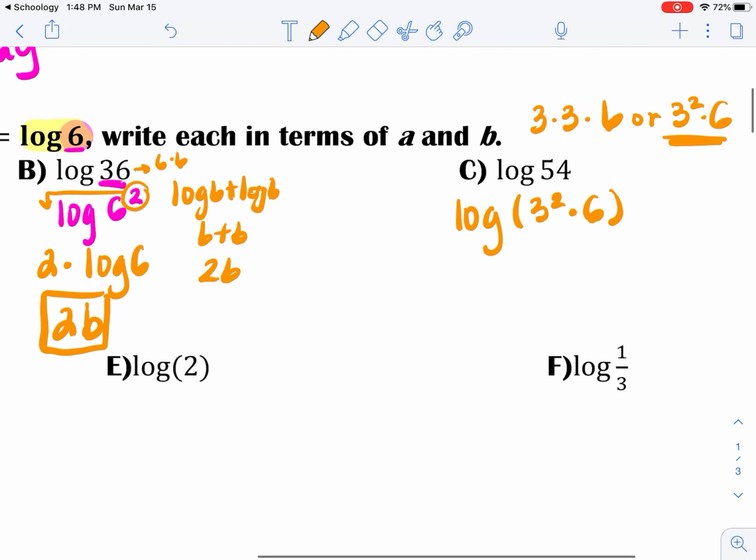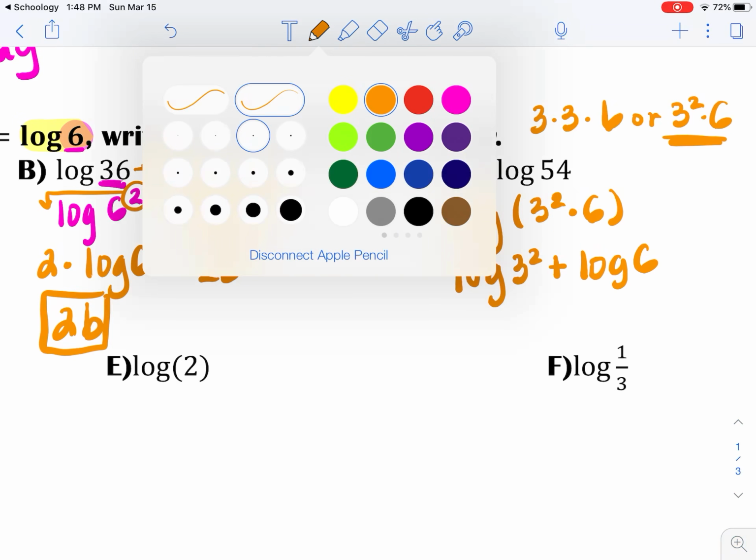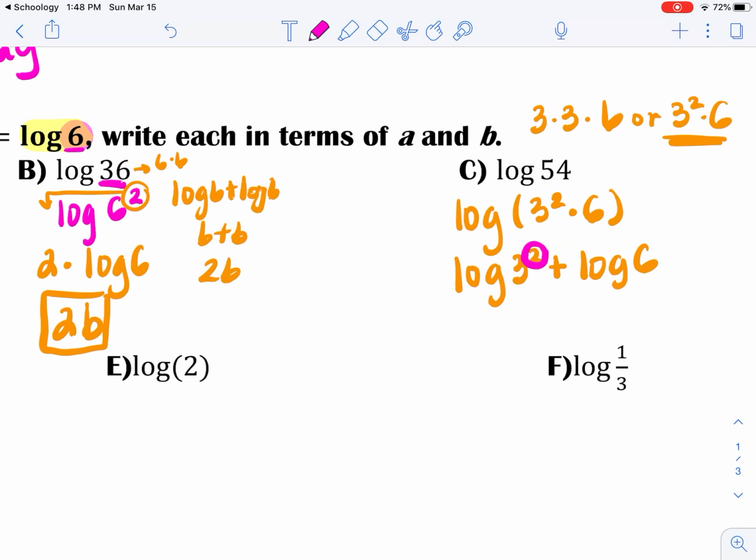So now I can break this into 2 logs that are being added. Common log of 3 squared plus common log of 6. I can now bring this exponent in front. Some people try to skip this and just try to say a squared. That's not equivalent. So now this 2 is in front. It's not here anymore. And I can replace the log 3. I have 2a plus log 6, b, the end.